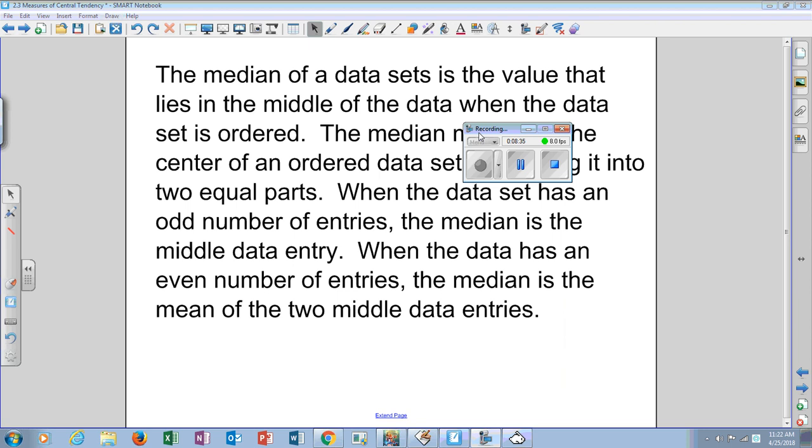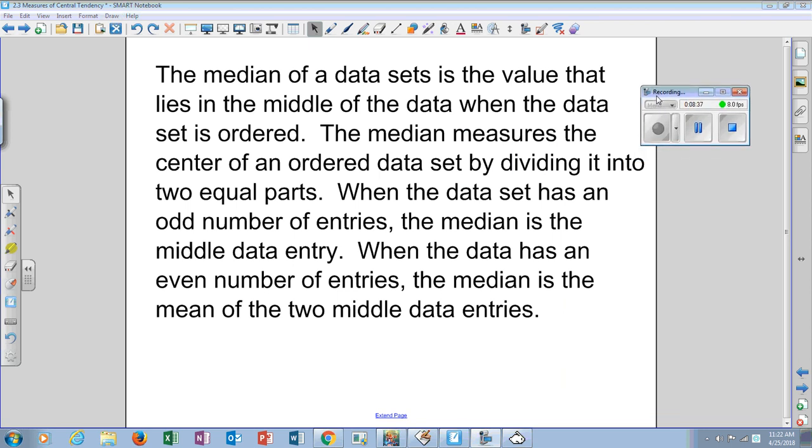The median of a data set is the value that lies in the middle of the data when the data set is ordered. Median measures the center of an ordered data set by dividing it into two equal parts. When the data set has an odd number of entries, the median is the middle data entry. When it has an even number of entries, the median is the mean of the two middle data entries. So if it has an even number of entries, then we just take the two middle ones, add them together, and divide by 2.